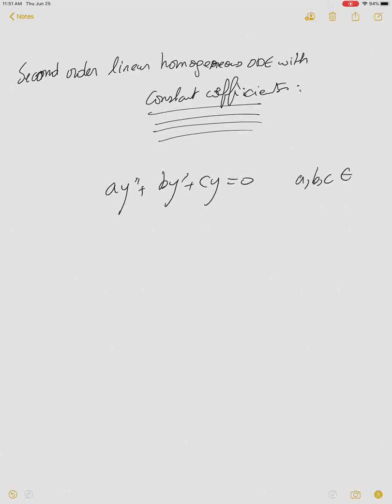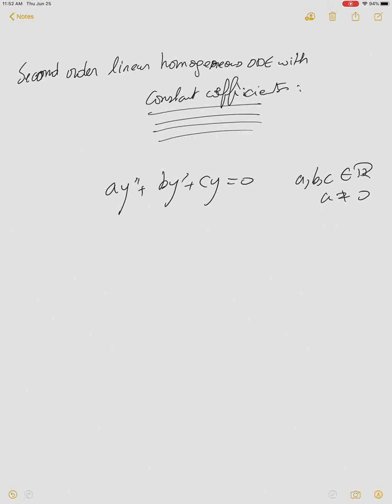Well, linear homogeneous is definitely a keyword. The keyword here is constant coefficient. So this method works only for linear homogeneous ODE where the coefficients are constant, not functions of x. So the form is ay'' plus by' plus cy equal to 0, where a, b, c are real, and a is different than 0.